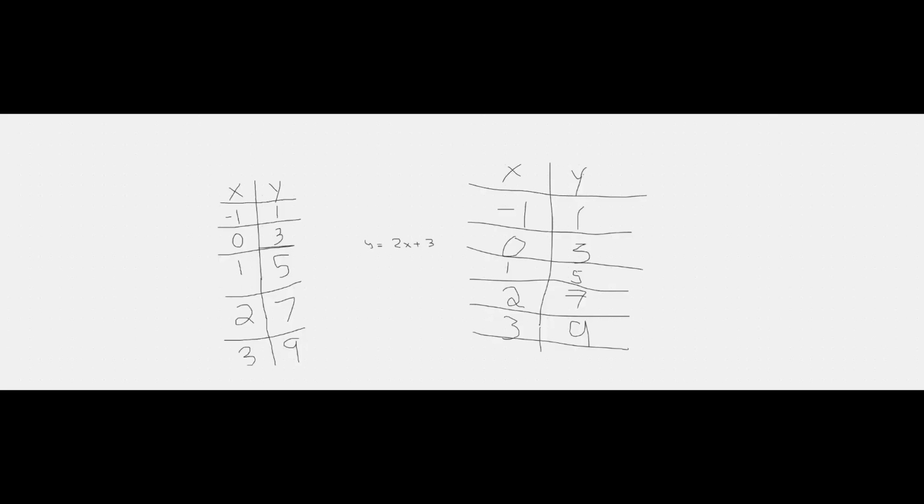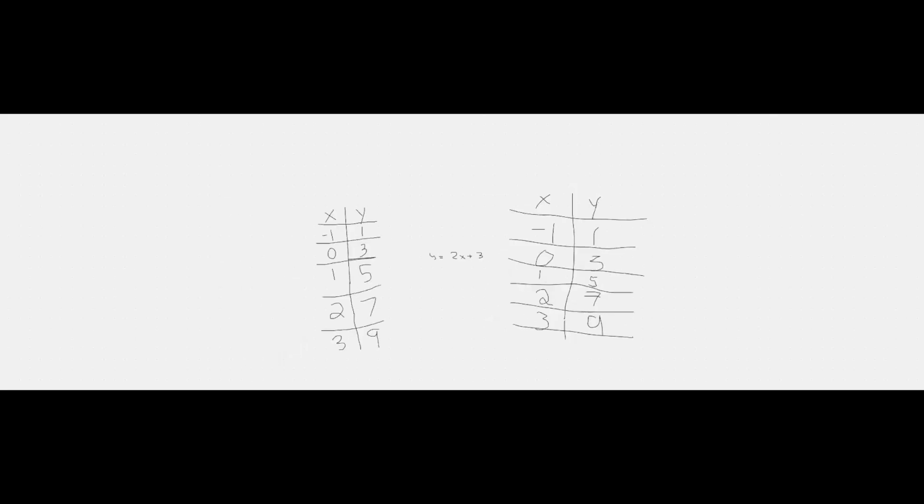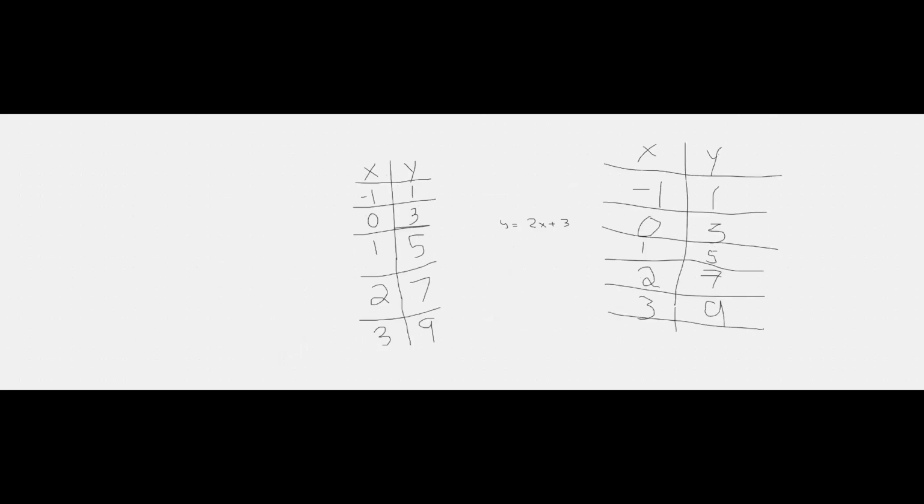Okay, good. Let's check the answers, shall we? So let me pull out here. So that's correct. That's correct. That's correct. Correct and correct. Very good, very good. So that was a very easy example, okay.